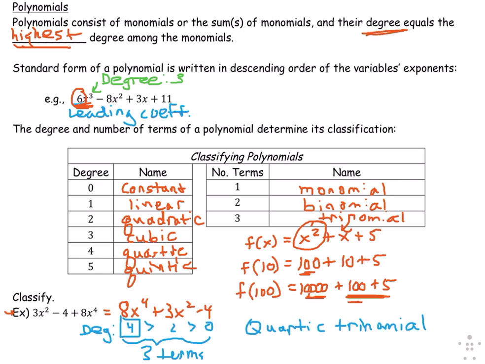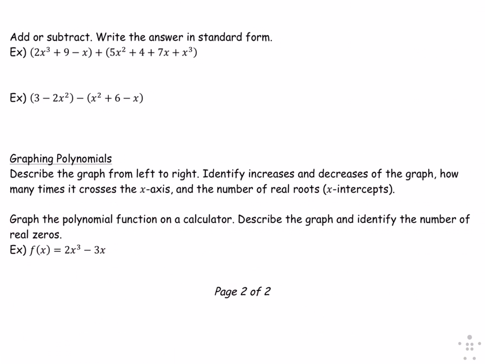You always state the descriptor of the degree first. That's going to tell us that we could have a maximum of 4 real roots, and then trinomial means that we have 3 terms. So let's add and subtract, writing our answers in standard form.